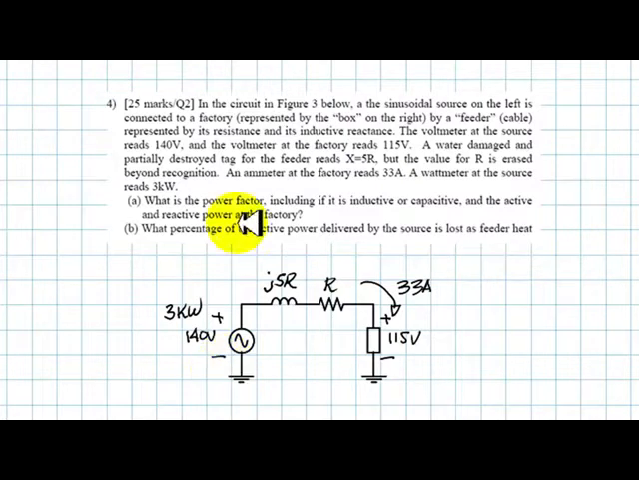The question is, what is the power factor and the load at the factory, including if that power factor is inductive or if it's capacitive? And also, what is the active power and the reactive power at the factory? And then, what percentage of the active power delivered by the source, those 3 kilowatts, is lost as feeder heat losses here? We shall see.